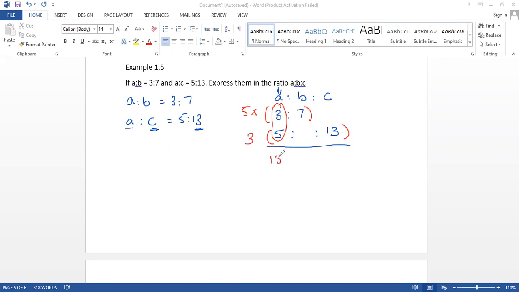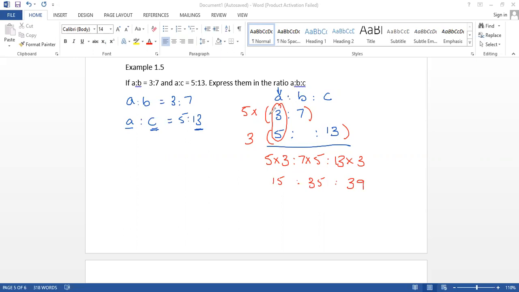So 5 threes is 15. Let me just write it in the other form first. So we need 5 threes are 15, and then 7 times 5. Again, this 5 threes is common, so this is the same. We don't have to do anything over here. And then we have 13 times 3. So 5 threes is 15, and 7 fives is 35, and this is 39.